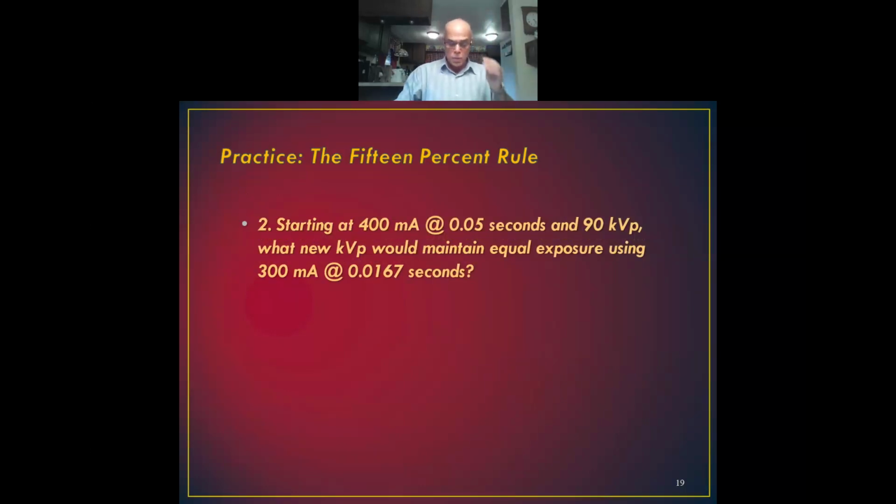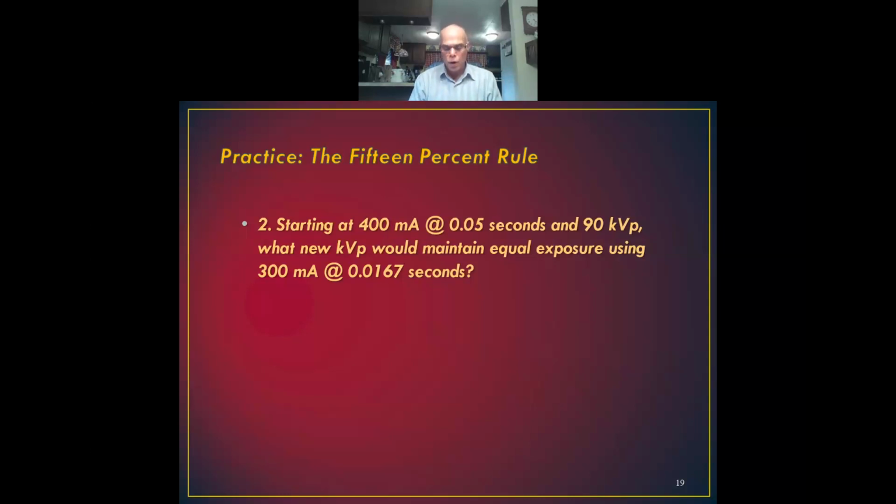Let me make sure I have this one worked out for us so I can get to it quickly. Okay, so it says starting at 400 mA at 0.05 seconds and 90 kVp, what new kVp would maintain equal exposures using 300 at 0.0167 seconds? First thing you've got to do, and you know this from what Dr. Haynes talked about, is you have your mA and your time, you have your new and your old, your 400 at 0.05, your 300 at 0.0167. Go ahead and multiply those together.